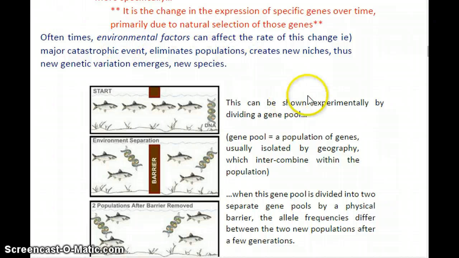So environmental factors can affect this. They can affect the rate of change. For example, if there's a major catastrophic event like a volcano that wipes out a whole area, maybe some organisms are going to have genes that make them better suited to dealing with the new environment than others.